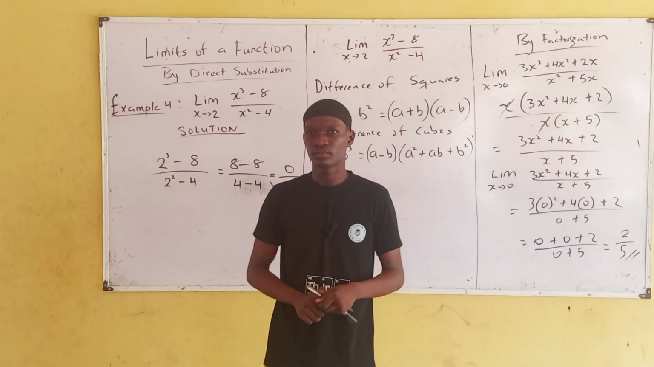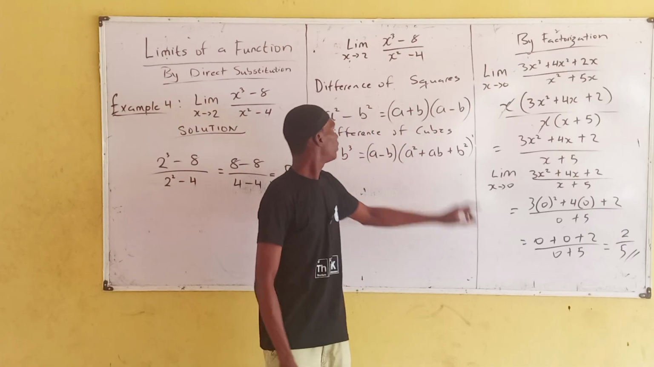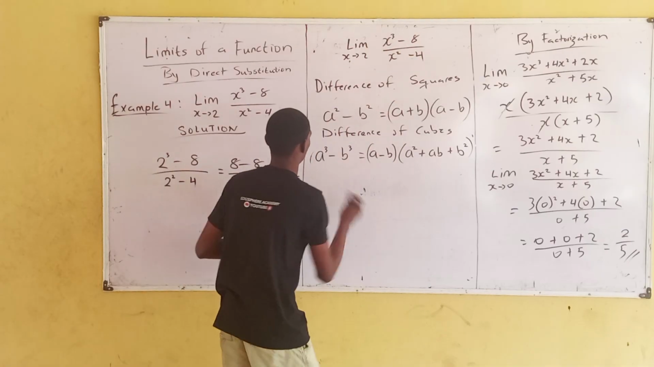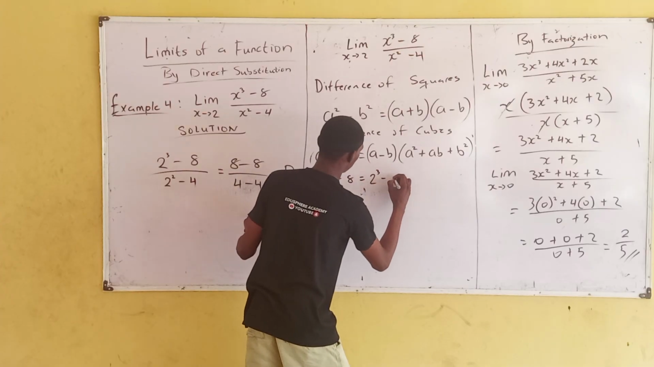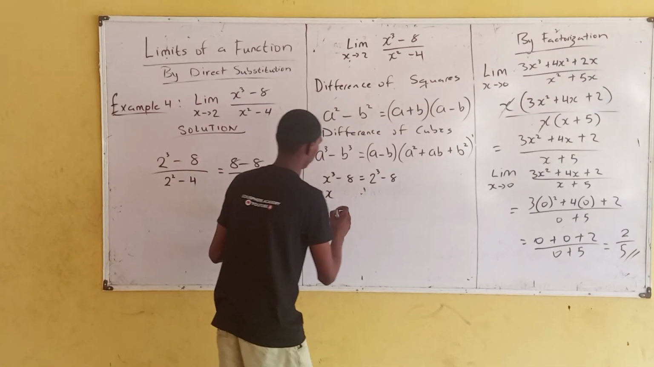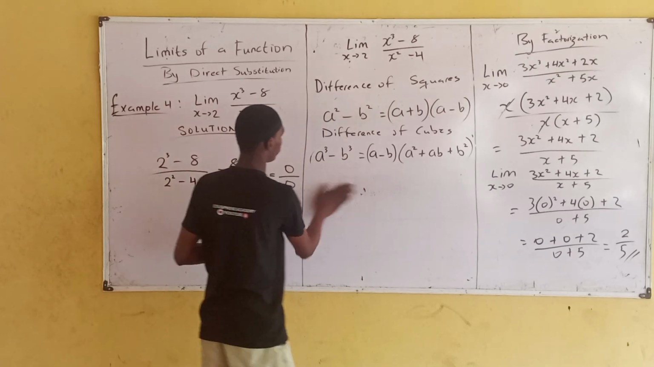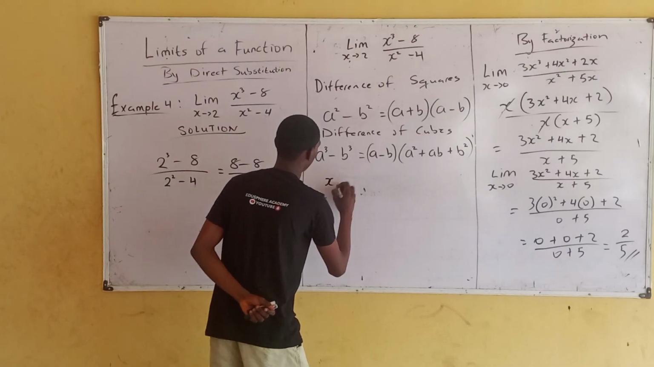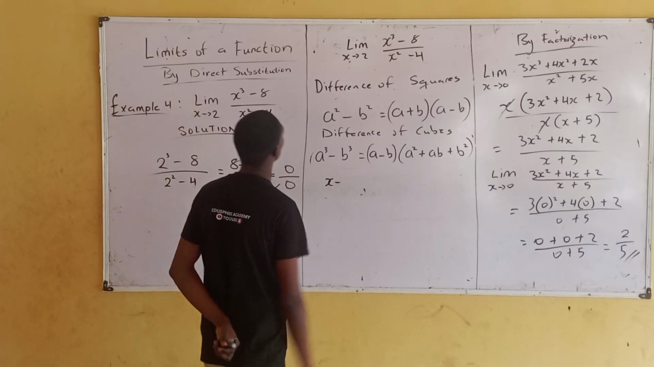So this is difference of squares, and this is difference of cubes. Now let's apply difference of cubes to the numerator. That will be x cubed minus 8, which is still 2 cubed minus 8. Since our x is equal to 2, we can use x minus 2.